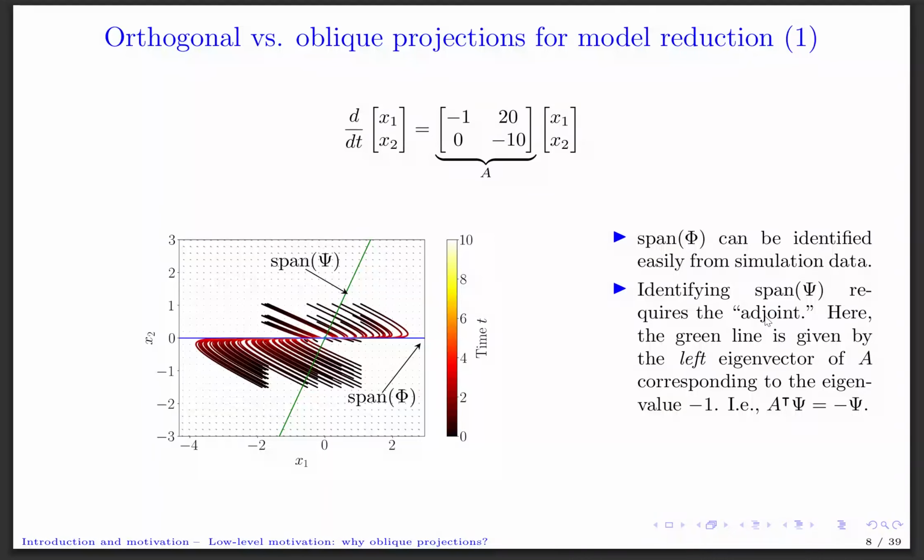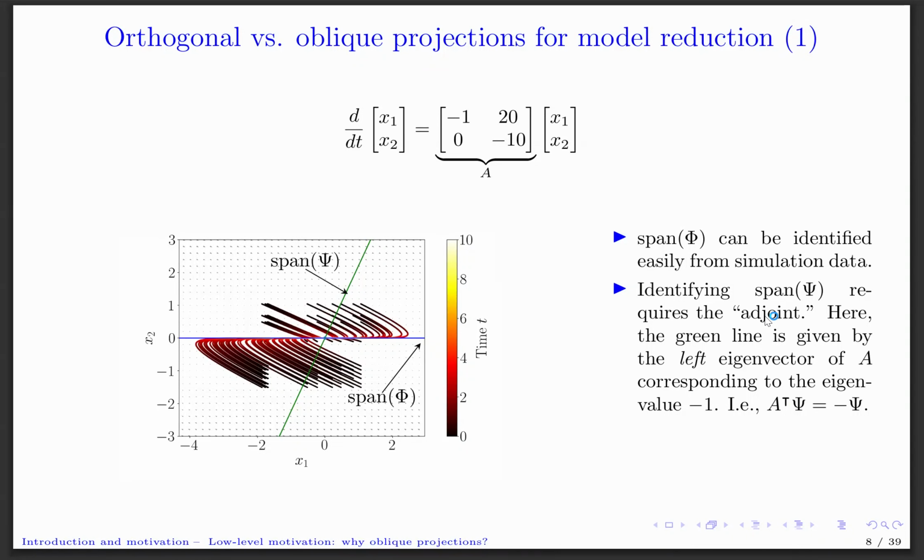The difficult part is identifying the green line. It's quite easy here because you can see it, but in a high-dimensional system, it's quite difficult to figure out this subspace that is orthogonal to the direction of the fast time scale. And it turns out that to identify this green line, you need the so-called adjoint. In fact, to draw this line, this is the subspace spanned by the left eigenvector of A corresponding to the slowest decaying eigenvalue. Okay, so let's now try to compute a reduced order model.